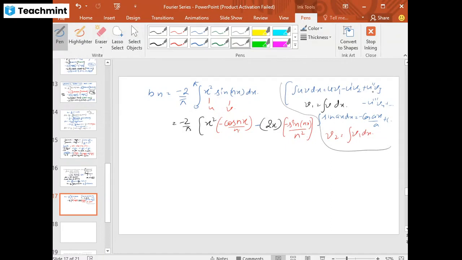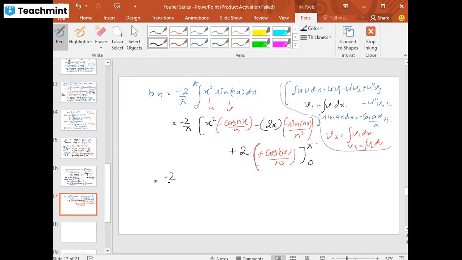Next is u double dash. U double dash means derivative of 2x. Derivative of 2x is 2, and v3 is integral of v2. What is v3? It is integral of v2. So v2 is minus sine. Integral of minus sine is plus cos nx upon n cube. Further derivative of 2 is 0. So it means that we stop our integration process here, with the limit 0 to pi.